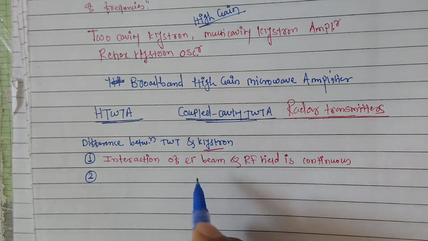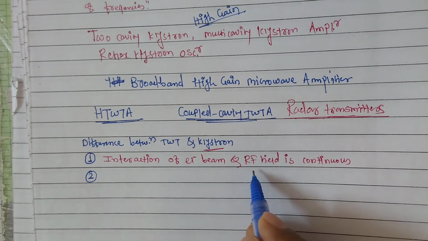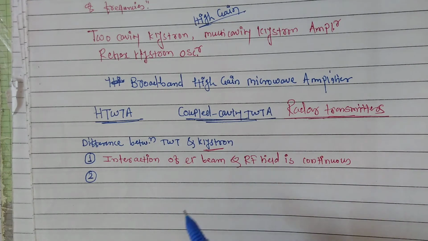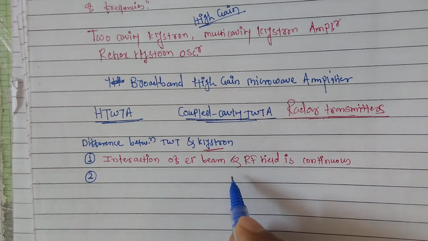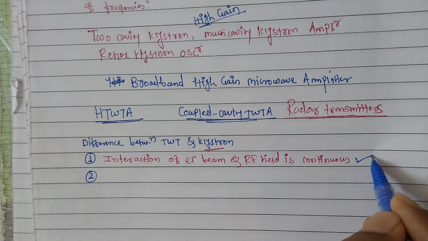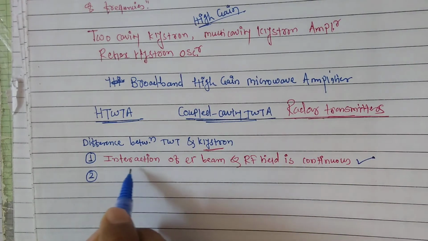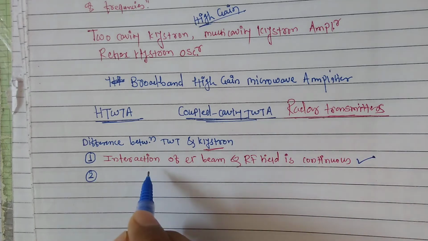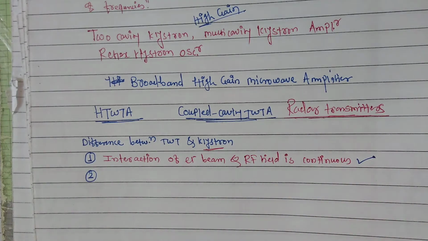the more time the electron beam interacts with the RF field, it is expected that electrons will give up their kinetic energy to the EM energy during their retarding field, so that more and more gain can be achieved due to this particular reason. That is why this interaction is continuous, and that has been done with the help of slow wave structures.